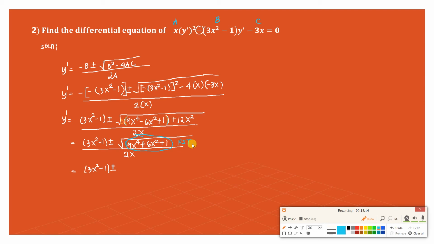Sabi, to make it a PST, yung first term, yung 9x to the fourth, no? Review tayo yung first term para masabing PST siya. It must be a perfect square. So, yung 9x to the fourth is the same as perfect square siya. 3x squared na naka-squared. Okay, so good.